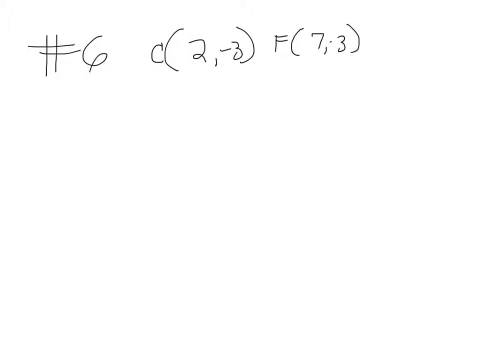In problem number 6, the center is 2 comma negative 3. One of the foci is 7 negative 3. And one of the vertices is 5 negative 3. Okay. And if you look at the answer choices, it has a negative in the middle, right? Which is going to be a hyperbola.